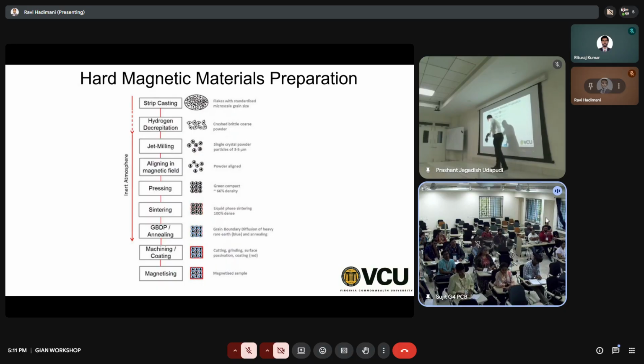Then there is a grain boundary diffusion process, I think. Coating is nothing but electroplating, because magnets don't look that shiny. Then finally, you magnetize the material. You apply a large field to saturate them. Then they become a permanent magnet. You need a really high negative field to unmagnetize them or remove their magnetization.